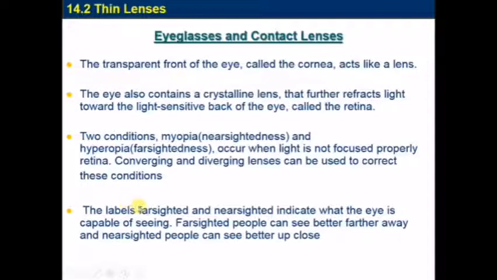Now, the labels farsighted and nearsighted, what do they indicate? They indicate what the eye is capable of seeing. When I say that this person is farsighted, it means that this person is able to see far things, but he's not able to see the near things. When I say that this girl is nearsighted, this means that this girl is able to see the near things, but she's not able to see the far things. So farsighted and nearsighted indicate what the eye is capable of seeing. Farsighted people can see better farther away, and nearsighted people can see better up close.